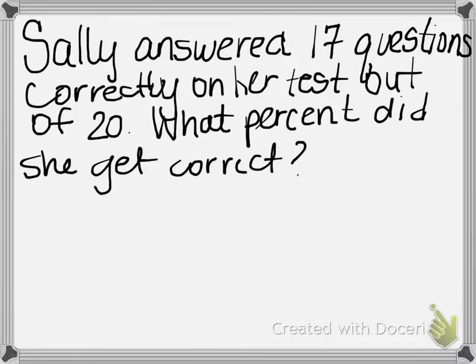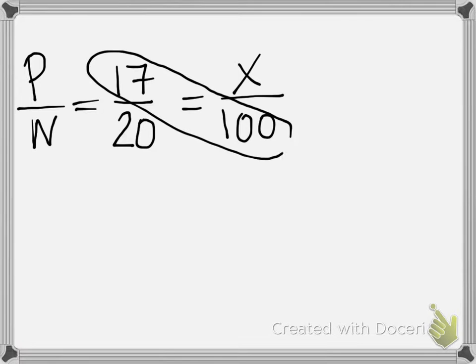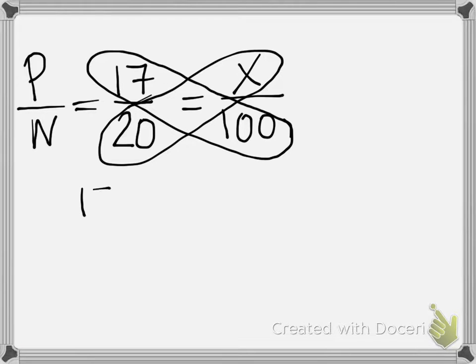So let's remember, Sally answered 17 questions correctly out of 20, and we're working on trying to figure out the percent that she did answer correctly. So we're going to use our percent proportion as we talked about, which is part over whole. So I'm going to abbreviate that to P over W and set up our ratios. And we're going to put 100 on the bottom because that is our whole percent, and we're trying to find the percent as X. 17 represents the part, and 20 is our whole. We're going to cross multiply, and 17 times 100 is 1700, which equals 20 times X, or 20X.